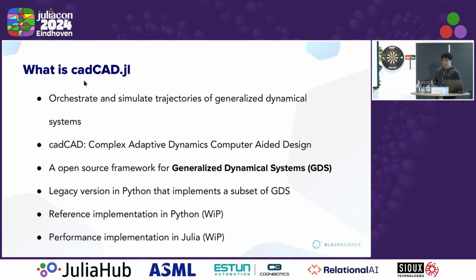We already have a legacy version of the library that has been developed in Python that implements a subset of that theory of GDS, meaning that it does simulations based on a subset of that mathematical framework. We are working right now on a reference implementation in Python that actually implements the whole of GDS, all possible simulations that could be done in GDS. And we are also, hence why I'm here, working on a performance implementation in Julia that also implements the whole of GDS as well.